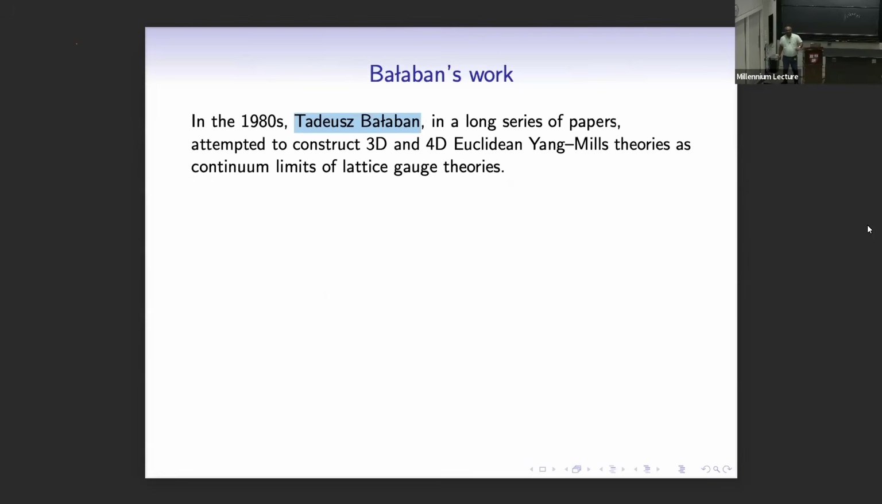Okay, so with lattice gauge theories, there is this long series of papers by Bałaban in the 1980s who attempted to construct 3D and 4D Euclidean Yang-Mills theories as continuum limits of lattice gauge theory. That's sort of the most natural thing you can do, because lattice gauge theories are a well-accepted discrete version of Euclidean Yang-Mills theories, and they yield very good results that match with experiment. So the natural way to construct these Euclidean Yang-Mills theories is as continuum limits of lattice gauge theories, right?